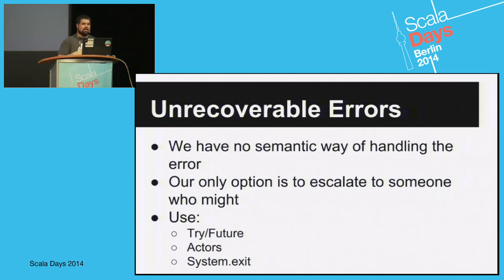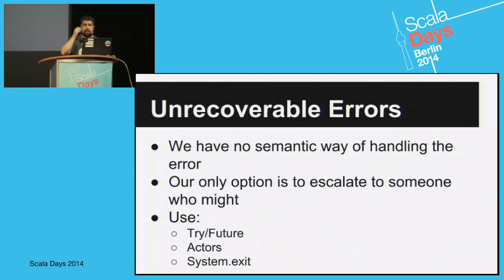All right, the next thing that we come across are unrecoverable errors. We have no way semantically of figuring out what happened, really. These are things like out-of-memory exceptions. These are things like stack overflows. Not being able to connect to something sometimes comes back as a semantic error because the exception's thrown somewhere else. Your only option here is to escalate.